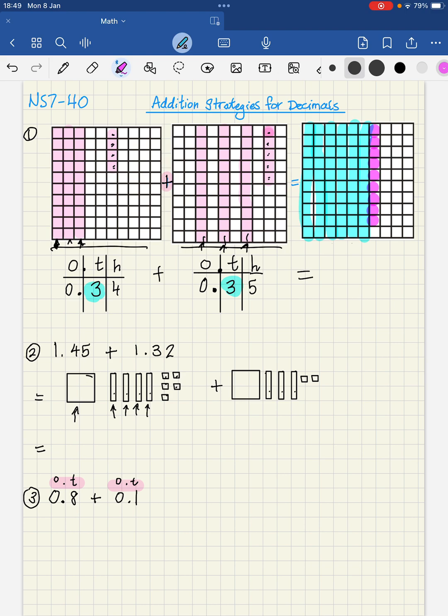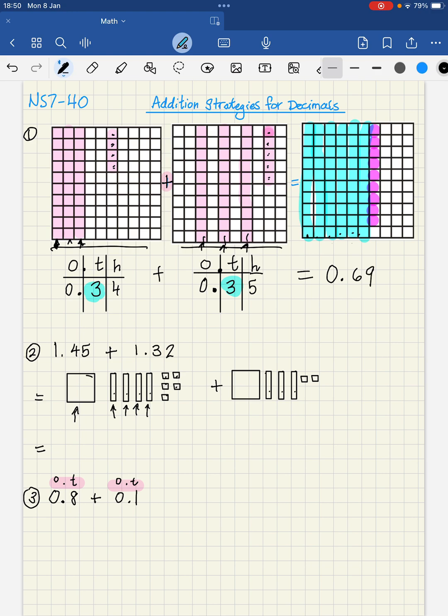So how does that correspond now to the answer? Well, we can write how many tenths we've got. We haven't colored in a whole one, so we don't have any ones. 1, 2, 3, 4, 5, 6 tenths and 9 hundredths.